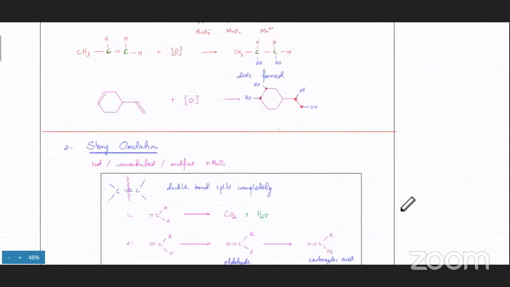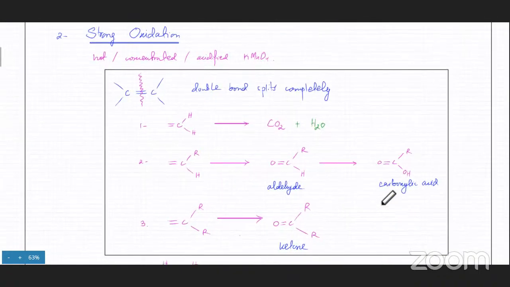And then you had strong oxidation. For strong oxidation, you used hot concentrated acidified KMnO4. And what happens in strong oxidation is that the double bond completely breaks into pieces. And when it breaks, you have three scenarios. One is that the carbon in the double bond was bonded to two hydrogens, so it changes into carbon dioxide and H2O.